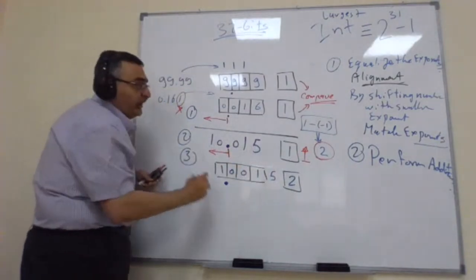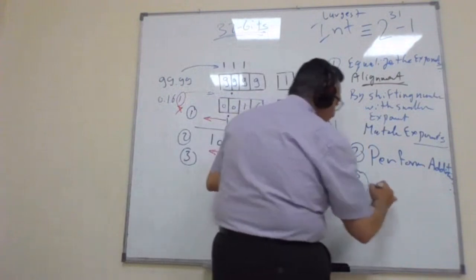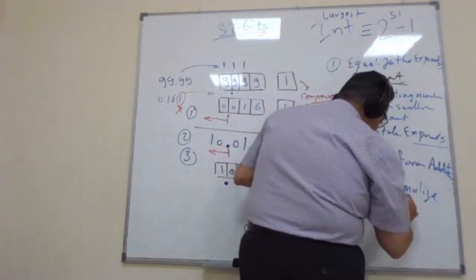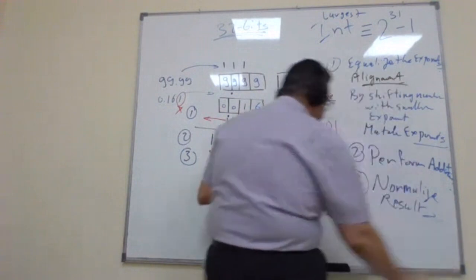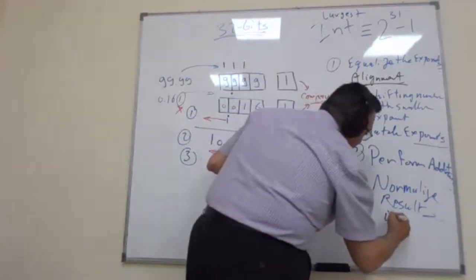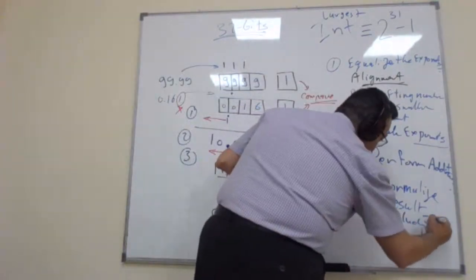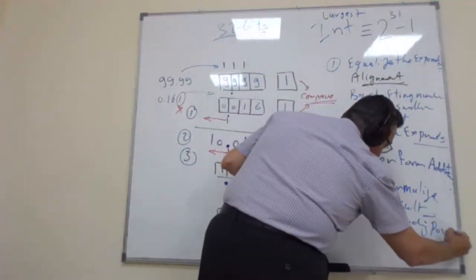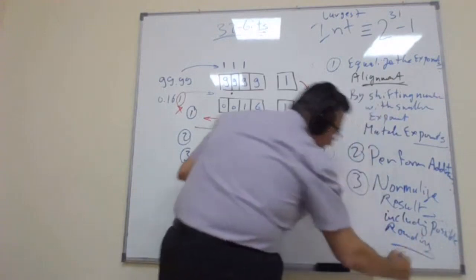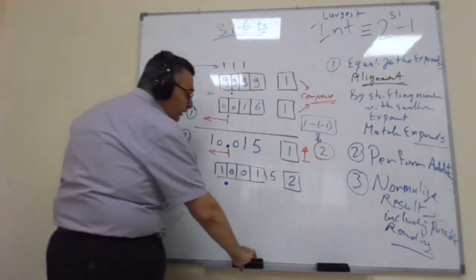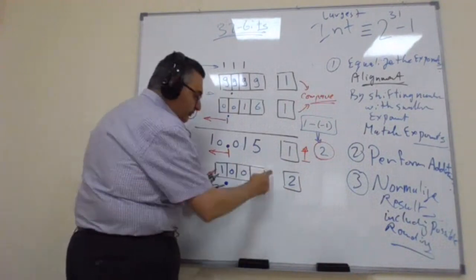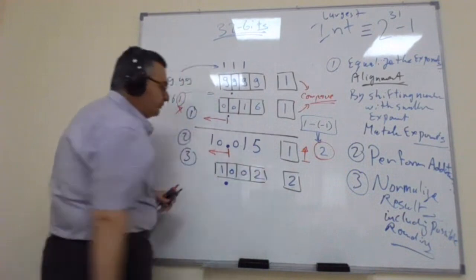So step number 3 is another normalization. Normalize the result. I have to normalize a result, and during the normalization, include possible rounding. A rounding here of the 5 1, rounded up, will become 2.